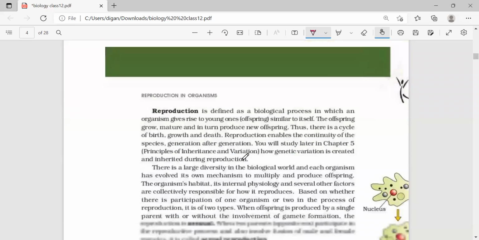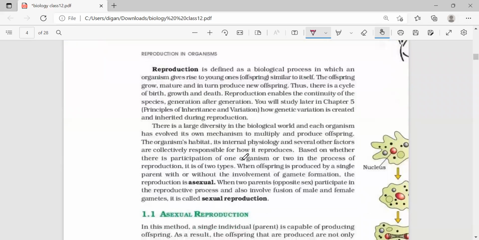Next, go to the next page of your NCERT book. On the next page, the definition of reproduction is given. Reproduction is defined as the biological process in which an organism gives rise to young offspring similar to itself. It means reproduction is the biological process in which offspring are produced from parent cells and which are similar to their parents.